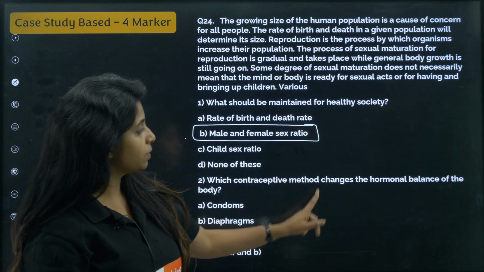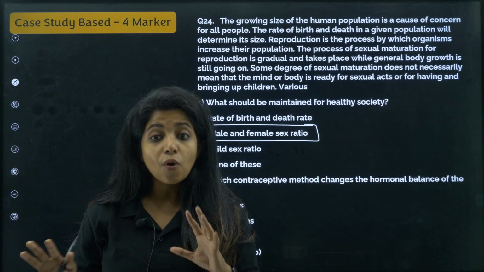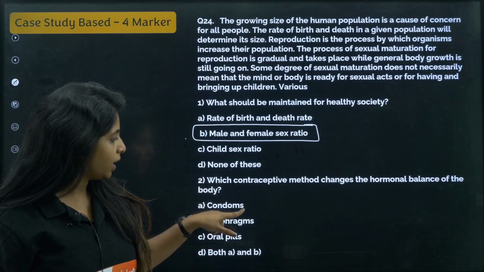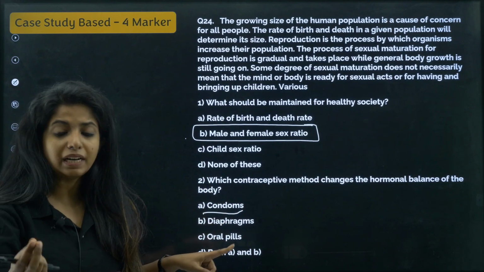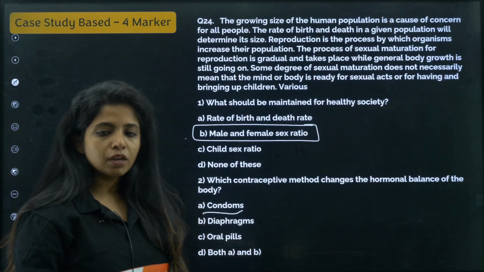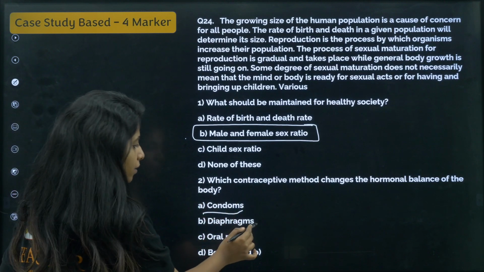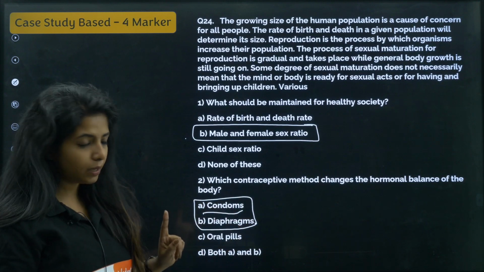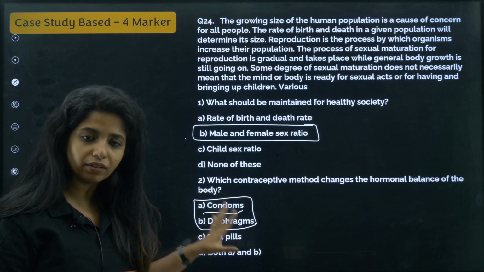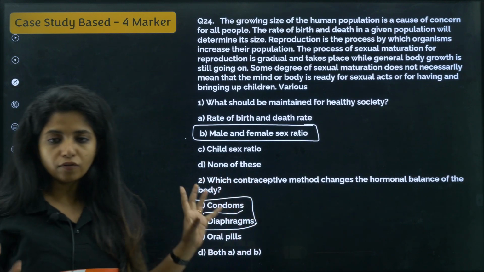Okay. Which contraceptive method changes the hormonal balance of the body? Which contraceptive method is going to alter the hormonal balance? Where hormonal thing is involved, that's where it will be altering. Condom is a physical thing. Okay, that's made up of rubber latex. So it is a physical barrier. Diaphragm is also going to act like a physical barrier. They are 2 different things having the same principle. That is, they are going to prevent the meeting of the sperm and the egg. That is the role of condom and diaphragm.